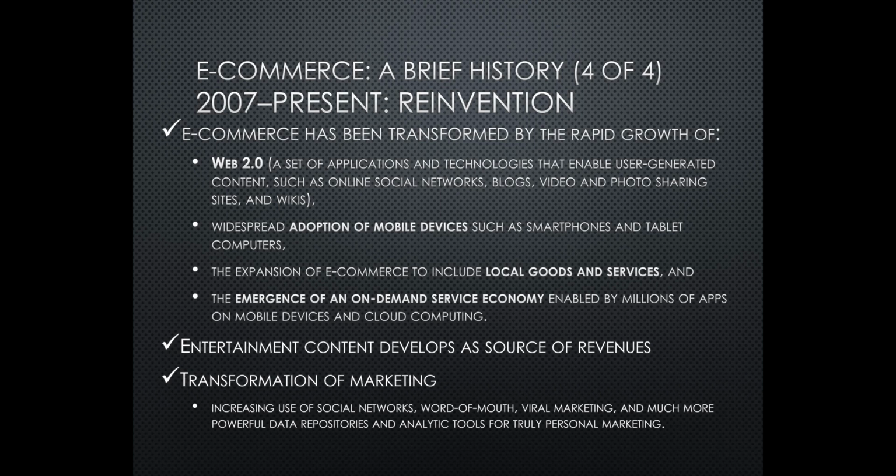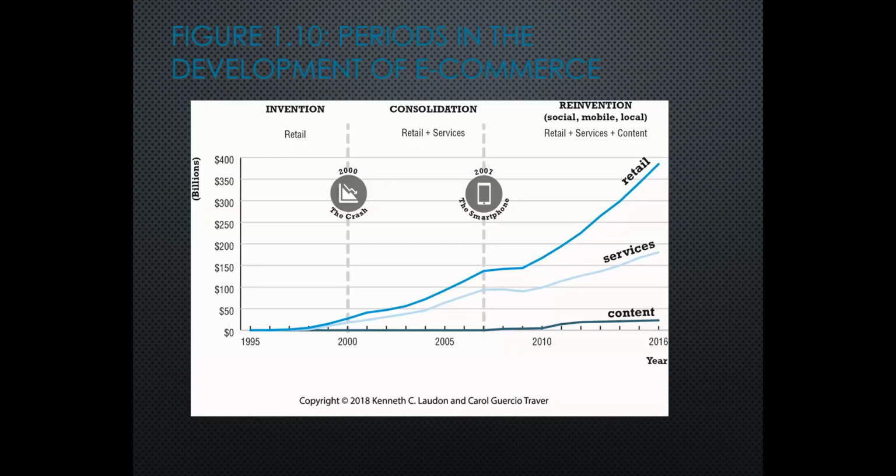These are just like the transformation of marketing. So in here, you can see that this is the development of e-commerce. The time was separated into 3 periods. Before 2000 is the invention period, and then we have the consolidation period, and then the reinvention period after 2007.